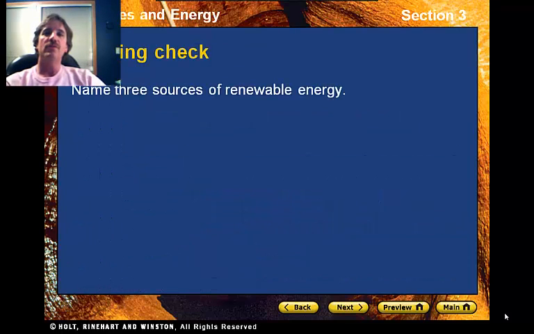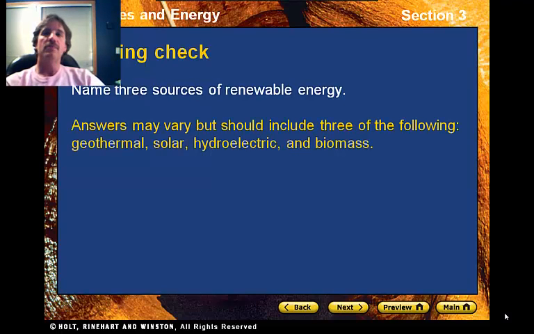Name 3 sources of renewable energy. And right now I'd like you to pause your video and write those down. Some of you are not writing them down. Please make sure you do. Alright. Answers may vary, but here are some of them: geothermal, solar, hydroelectric, biomass, things we just talked about in the last few slides.